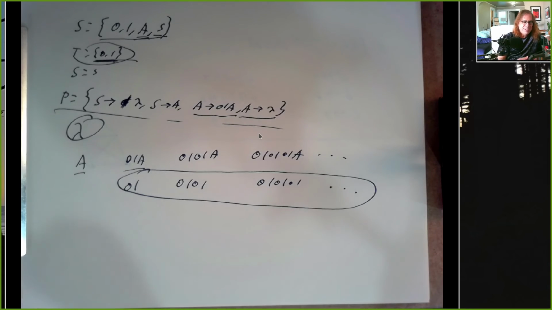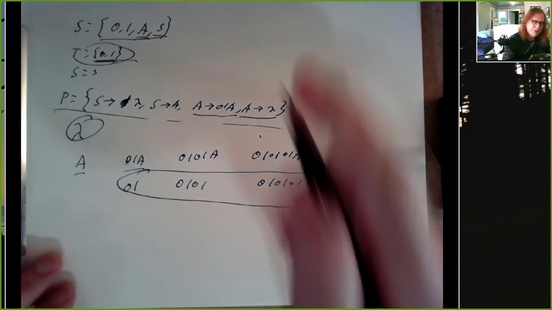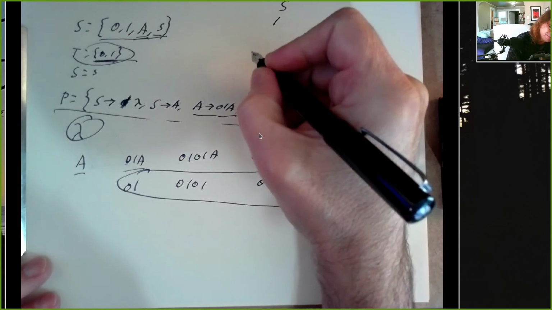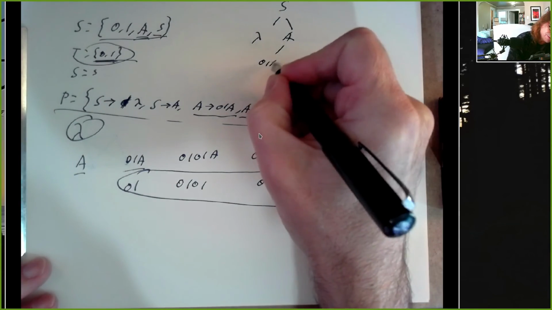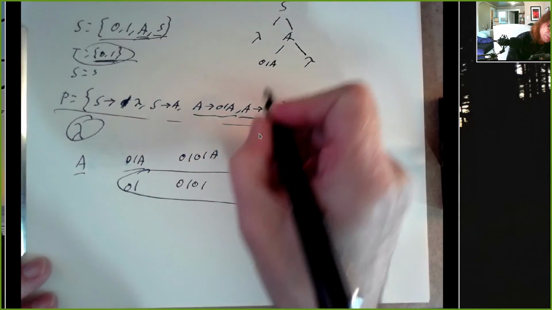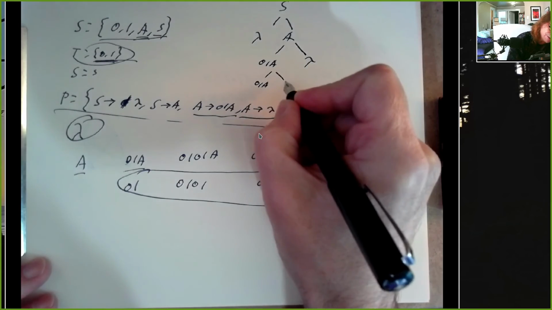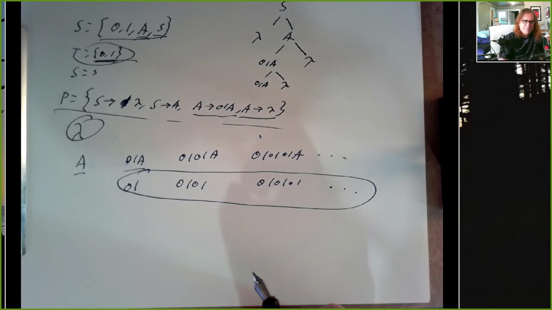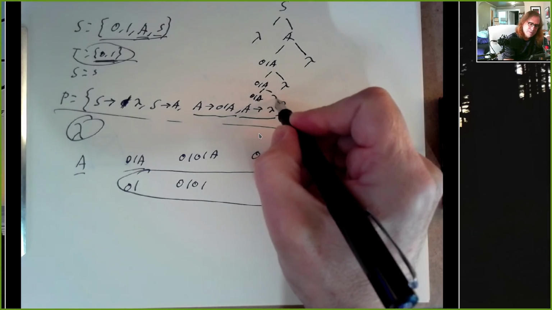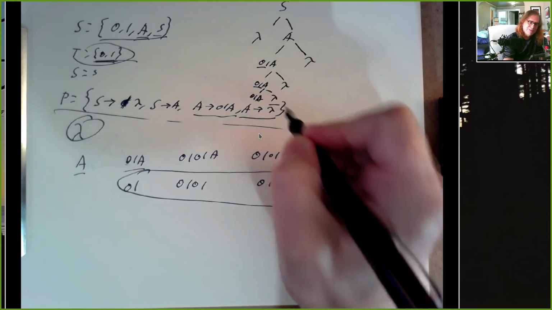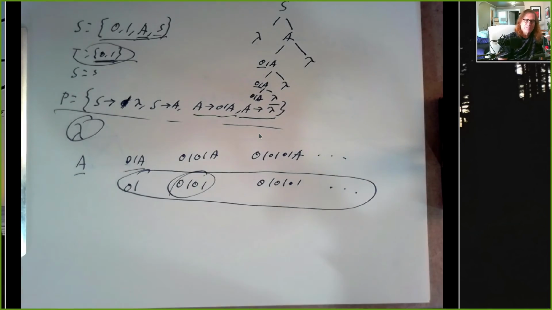So we can analyze this by trying to apply these production rules in different ways. And sometimes we do this with a tree-like structure. We would start with S, and say that could be a lambda, or it could be an A. And A could be a 0, 1, A, or it could be a lambda, and this A could be a 0, 1, A, or a lambda. And if we follow this through, we can see, for example, here's 0, 1, 0, 1 followed by an empty string. That's this symbol right there.